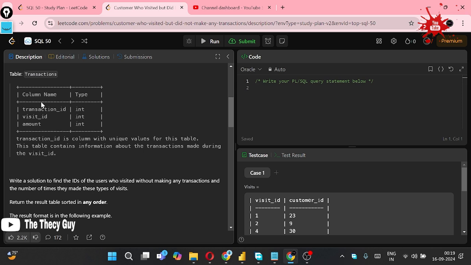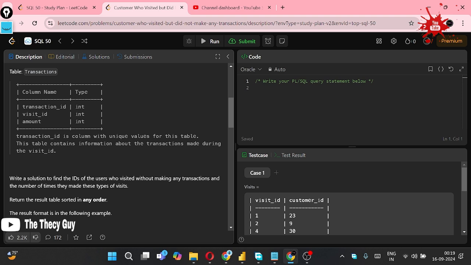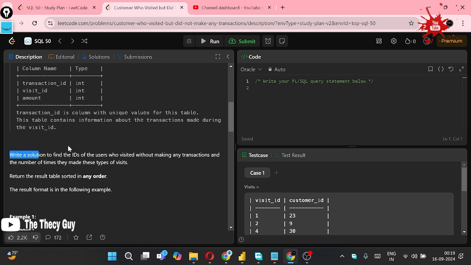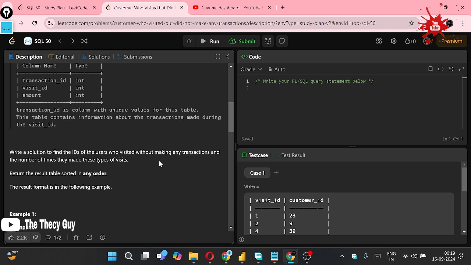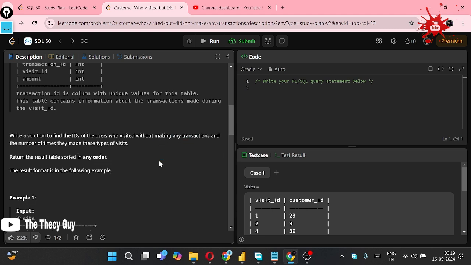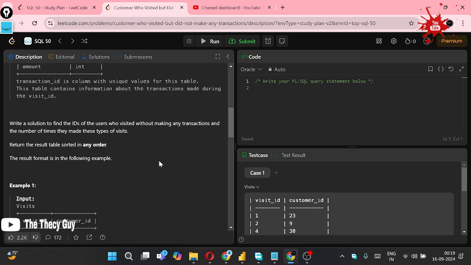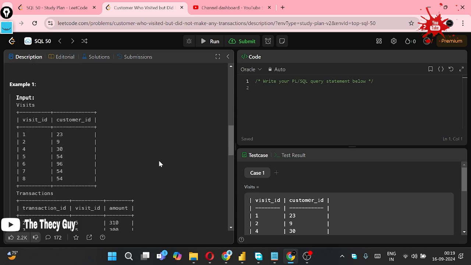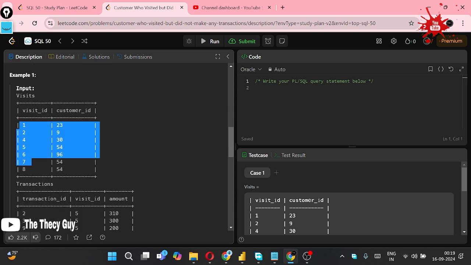Basically this has transaction id, visit id and amount, and this table contains a record of how many transactions happened with the visit ids. We need to write a solution to find the IDs of users who visited without making any transactions, and the number of times they made these types of visits. We can return the result in any order. This is the format: customer id and count of visits.